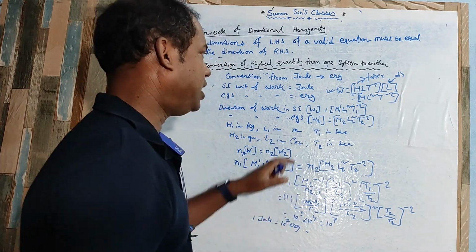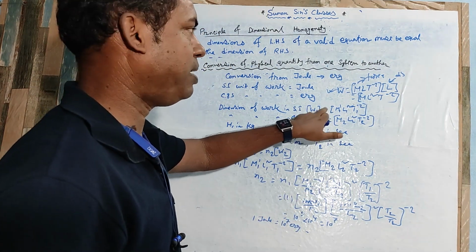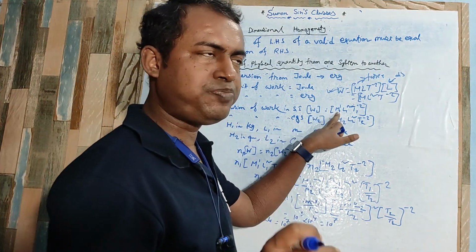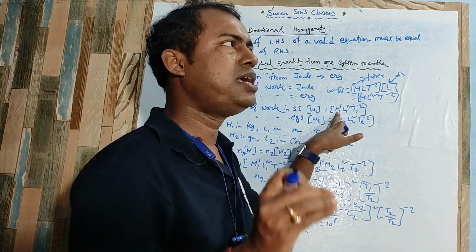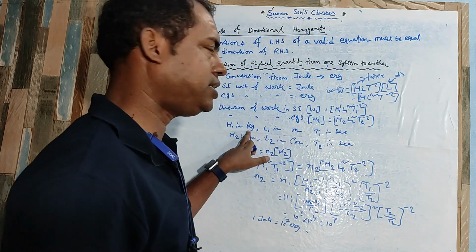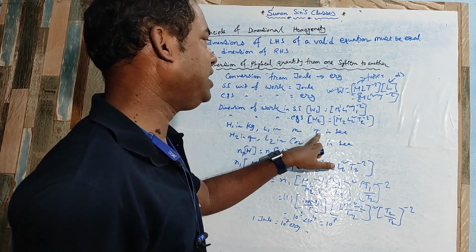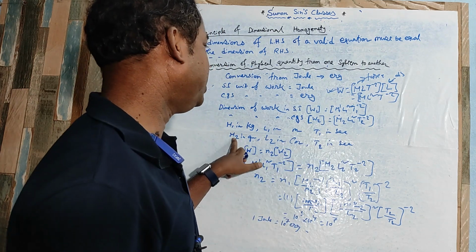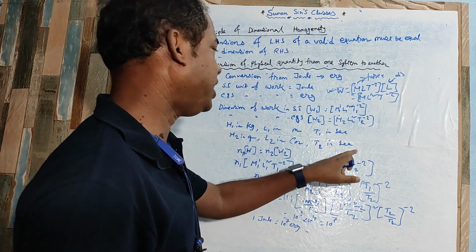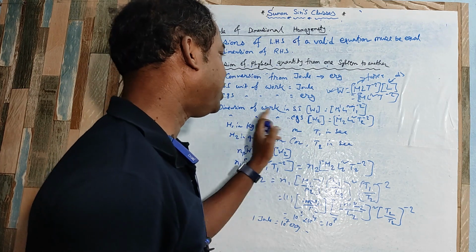Now we consider W1 first. M1 is the mass in the SI system, which is measured in kg. Same thing, L1 is measured in meter and T1 in second. Same thing, M2 in gram, L2 in centimeter and T2 in second. So by using these relations we can convert this.